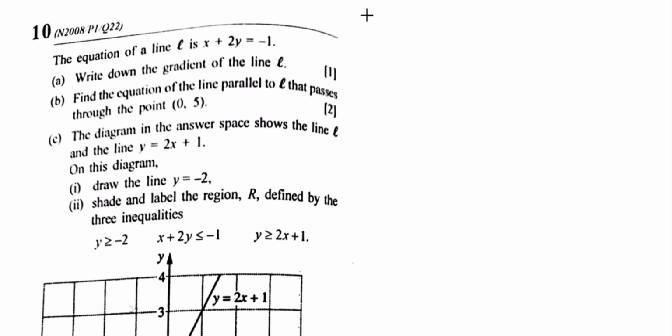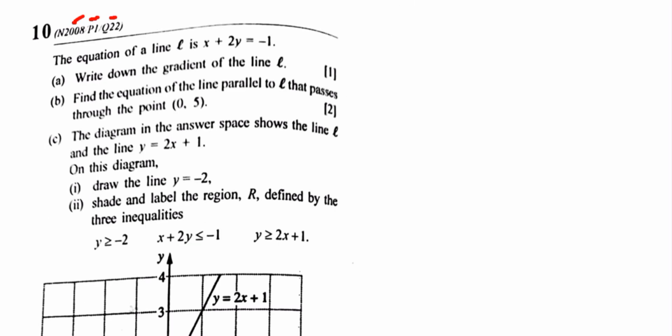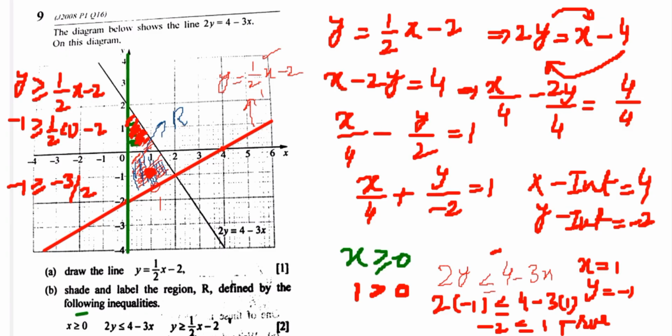The next question, number 10. Same year 2008, paper 1, question 22. The marks of this question were 2 plus 1, 3, and in the previous one 3 plus 2, 5 marks. It means in 2008, the total marks of this topic was 8.